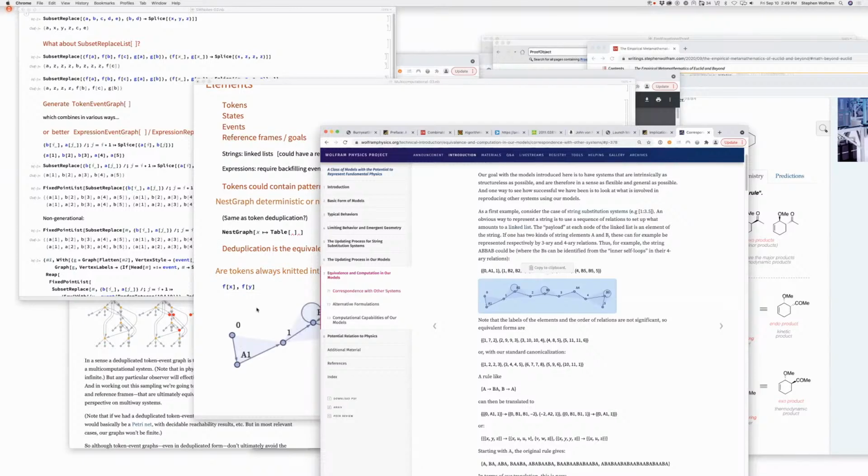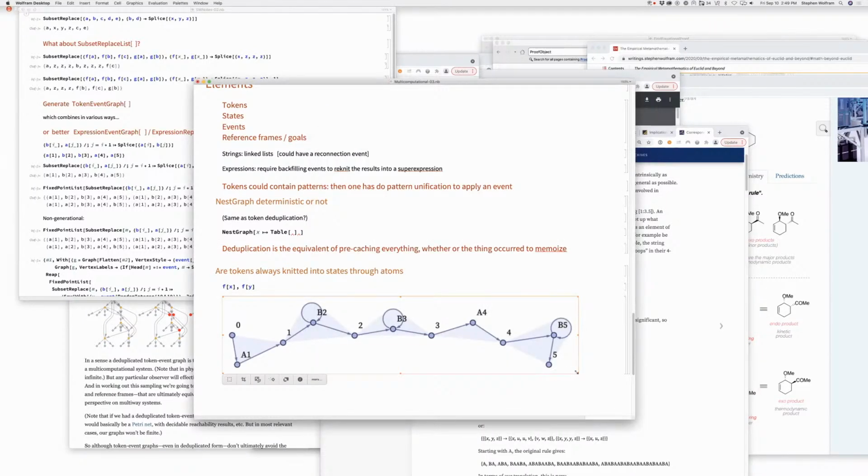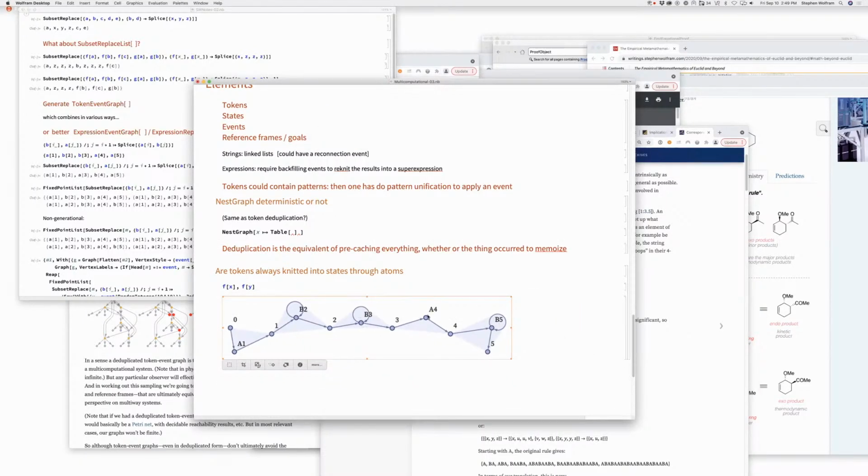Okay, so what are you saying? Oh, I see, it's representing the A's and B's by having a self loop for a B and a ternary edge for it, or a non-self loop for an A. But basically the point is, this is an A1, B2, et cetera. In other words, it's got an index here, and that index is an arbitrary thing, but that's the knitting of tokens into a state, basically.